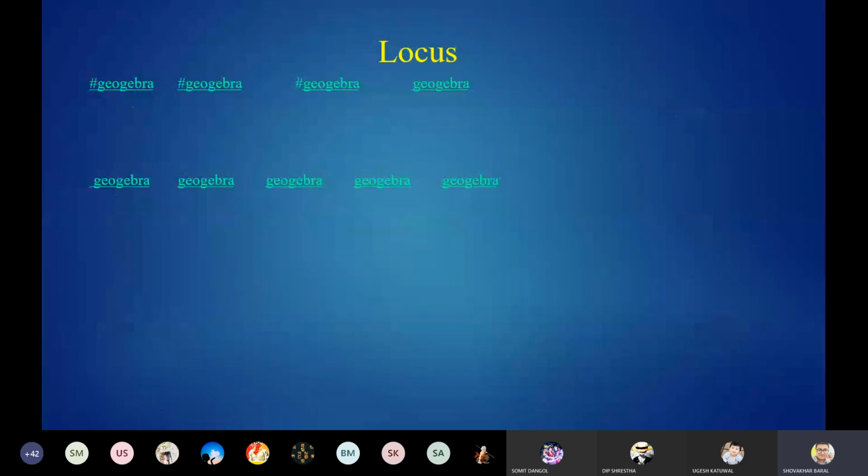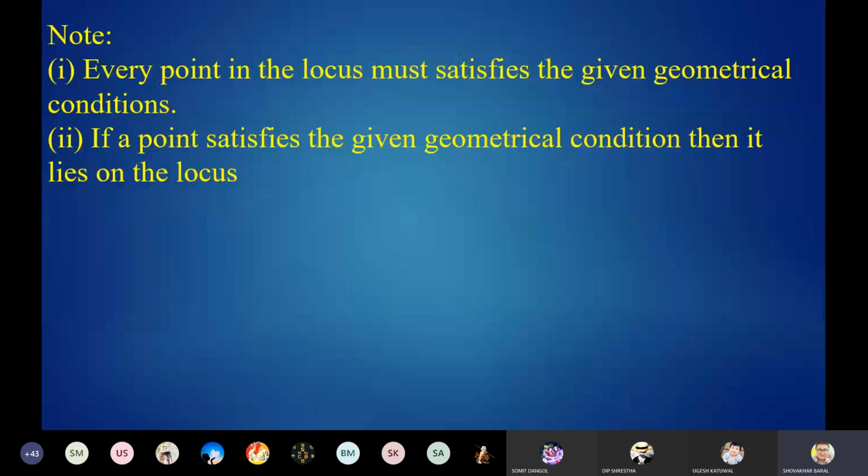Now we have done the geometrical illustration. These are just the illustration of what locus actually is. So now I am going to solve for the equation of locus. To find the equation of locus, let's go. So this is the step. Write it, please. Note: I hope you have written the definition in the earlier slide. So write this.